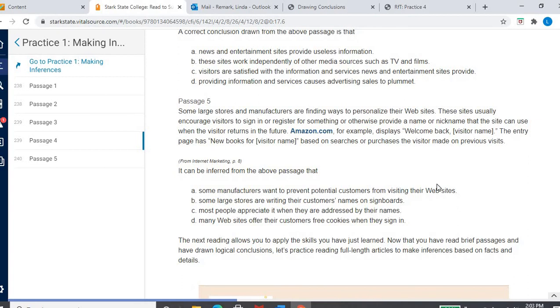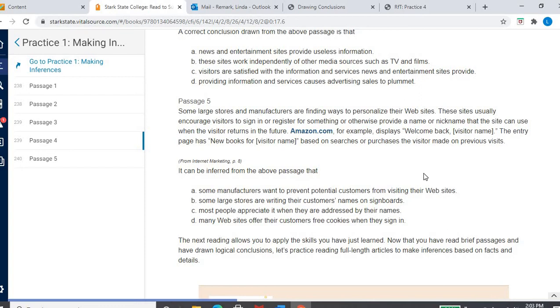Some large stores and manufacturers are finding ways to personalize their websites. These sites usually encourage visitors to sign in or register for something or otherwise provide a name or nickname that the site can use when the visitor returns in the future. Amazon, for example, displays "welcome back, whoever." The entry page has new books for whoever, based on searches or purchases the visitor made on previous visits. So what can we infer from that passage?